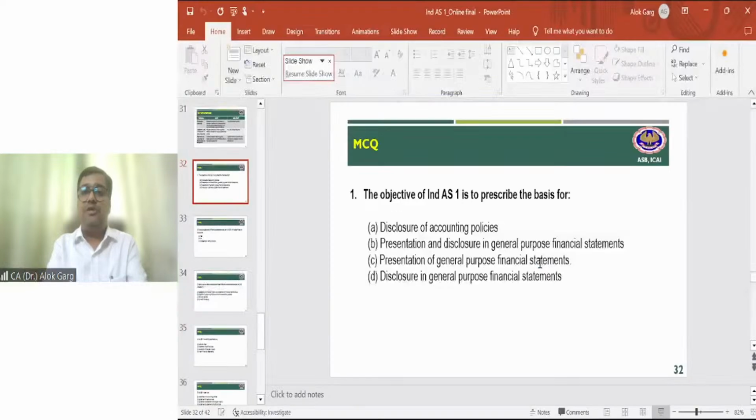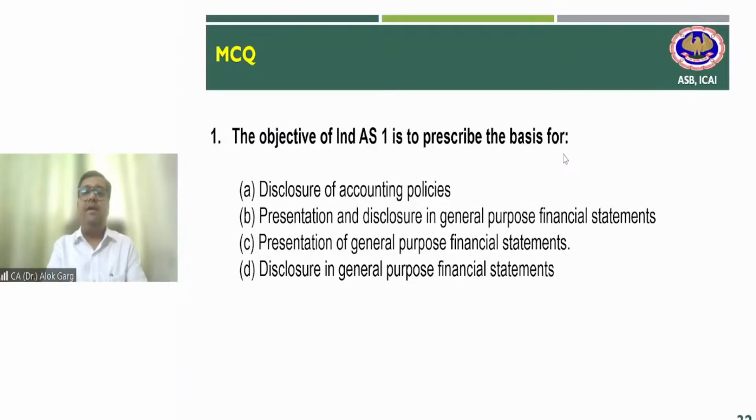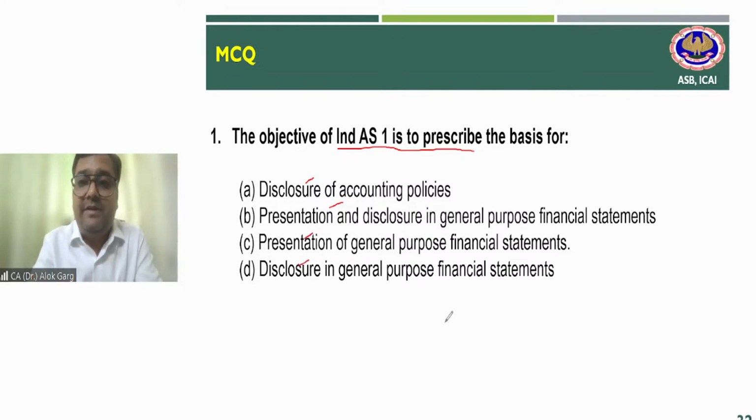Yes, guys. Now question number 1. The objective of Ind AS 1 is to prescribe the basis for what? Disclosure of accounting policy, presentation and disclosure in general purpose financial statement, presentation of general purpose financial statement, or disclosure in general purpose financial statement. I would recommend you, just before giving an answer, think about what is the title of Ind AS 1? Again, I am telling you, what is the title of Ind AS 1? This will give you the right answer.